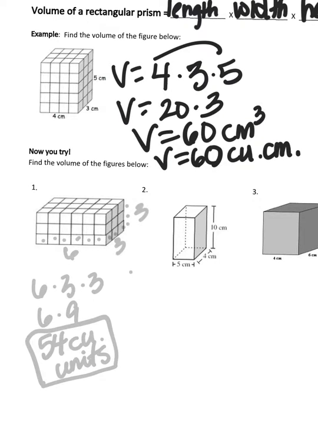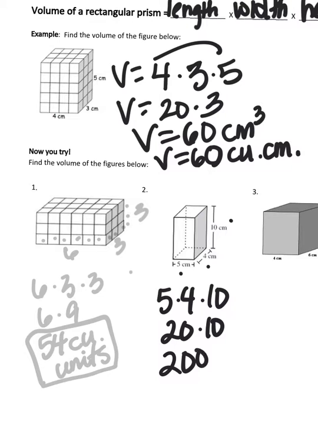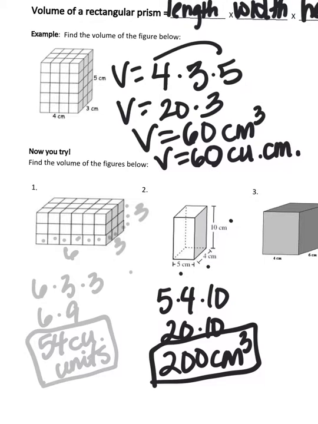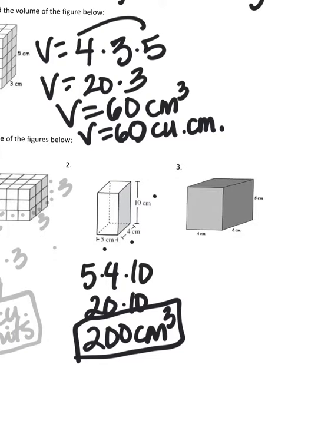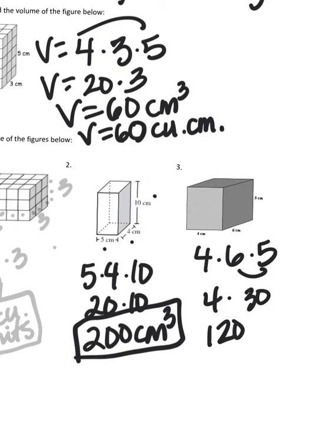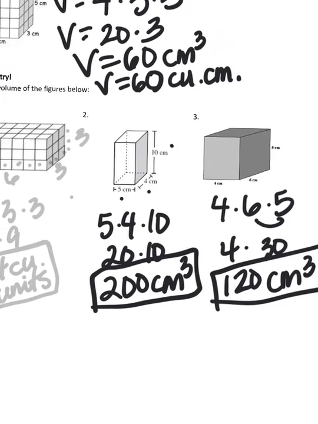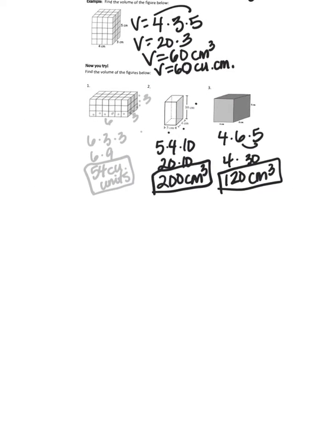Okay, number 2, we've got 5 times 4 times 10. So 5 times 4 is 20, times 10, which gives us 200 centimeters cubed. And lastly, you've got 4 times 6 times 5. Well, 6 times 5 is 30, times 4 gives you 120 cubic centimeters. Very easy, okay? I'm going to add one onto the bottom.